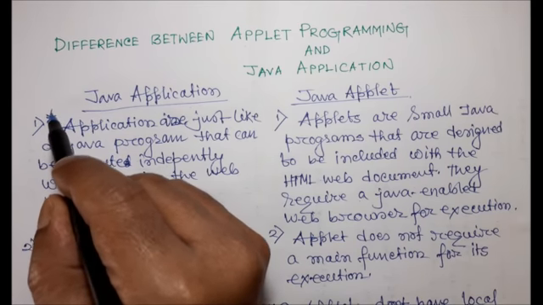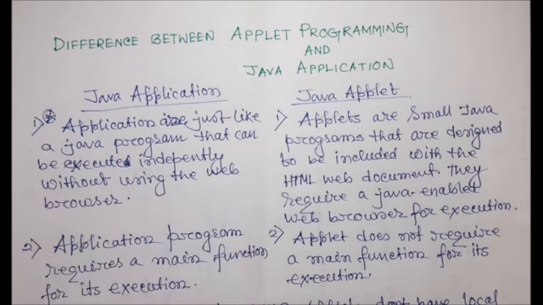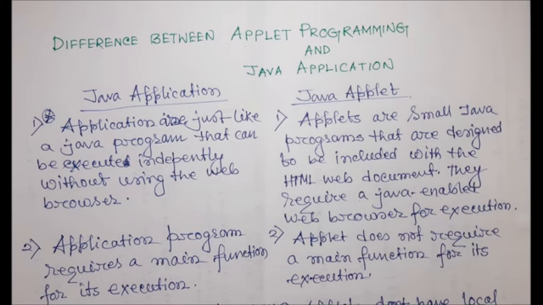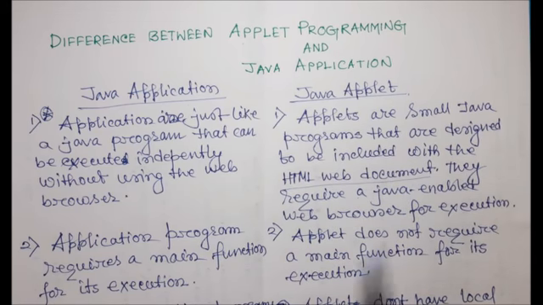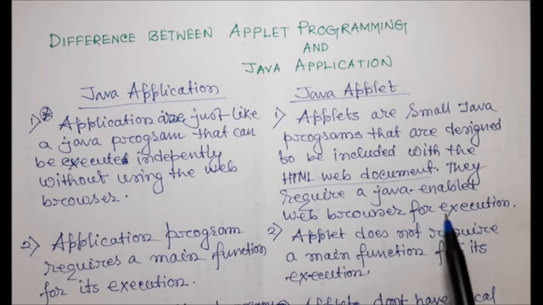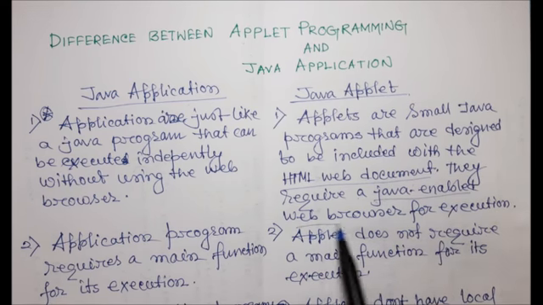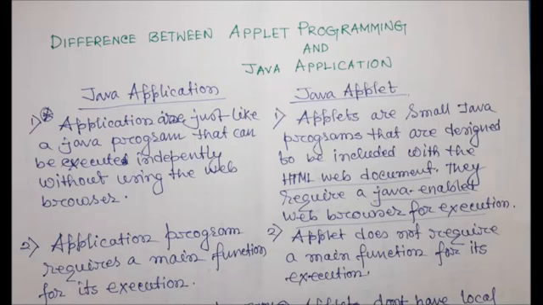So we can get this point from this definition that we do not need any additional web browser to run any Java application program. But a Java applet is a small Java program designed to be included with the HTML web content document. They require a Java enabled web browser for execution. That is the main difference.